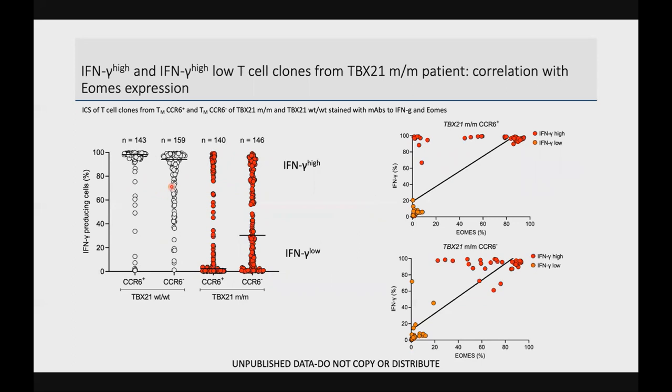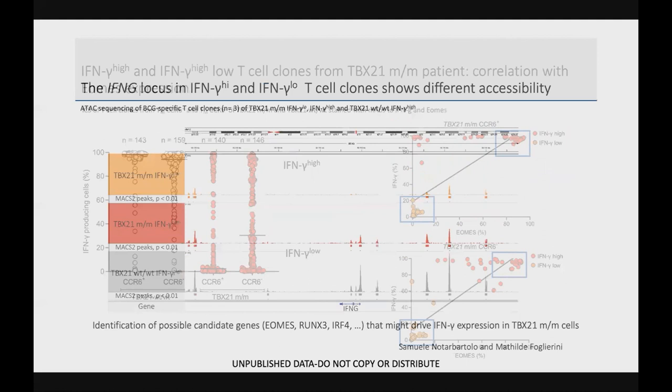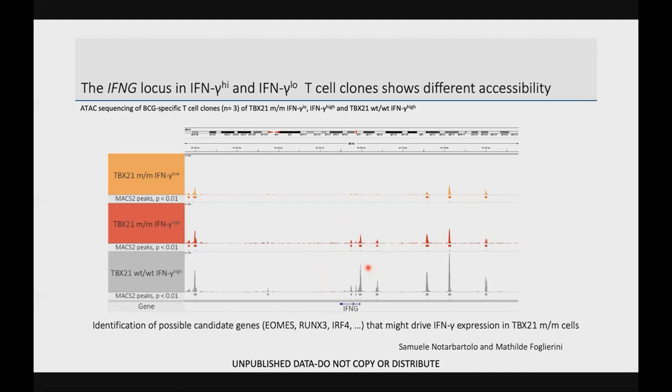And as shown here, there was a striking correlation between interferon gamma production and EOMES expression. Although it is also interesting to observe that there are a few interferon gamma-producing T-cell clones that do not express EOMES. So we then performed ATAC-seq analysis on the different types of T-cell clones and found that the chromatin accessibility at the interferon gamma locus had a comparable pattern in interferon gamma positive clones from both wild type and control, while the locus was not accessible in the interferon gamma negative clones isolated from the TBET deficient patient.